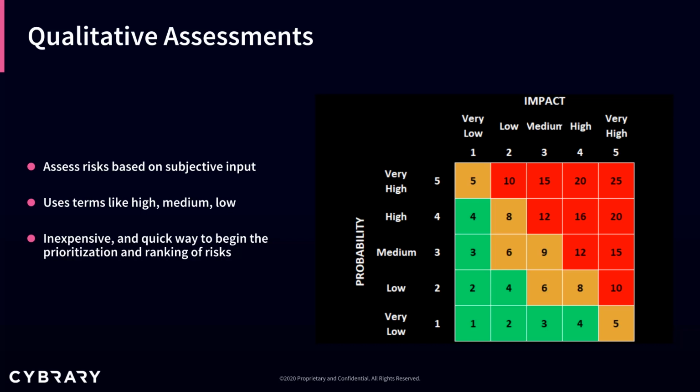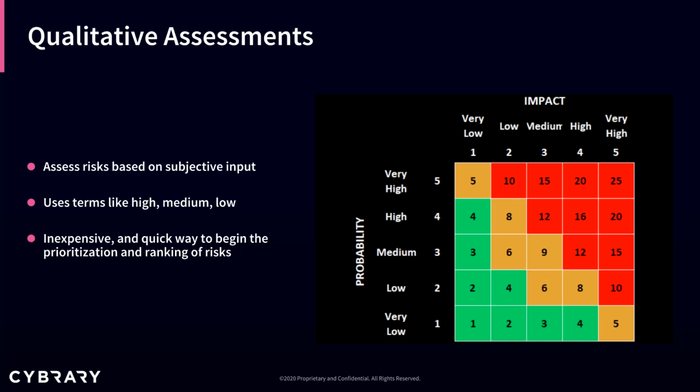And the next thing we're going to do is figure out how to prioritize the risks. We have two types of assessments. The first is a qualitative assessment. It's easy to do. It's based on gut instinct and subjective. It doesn't involve research or gathering data, but it relies on having expertise to make this assessment. It can be an inexpensive and quick way to begin the prioritization process.